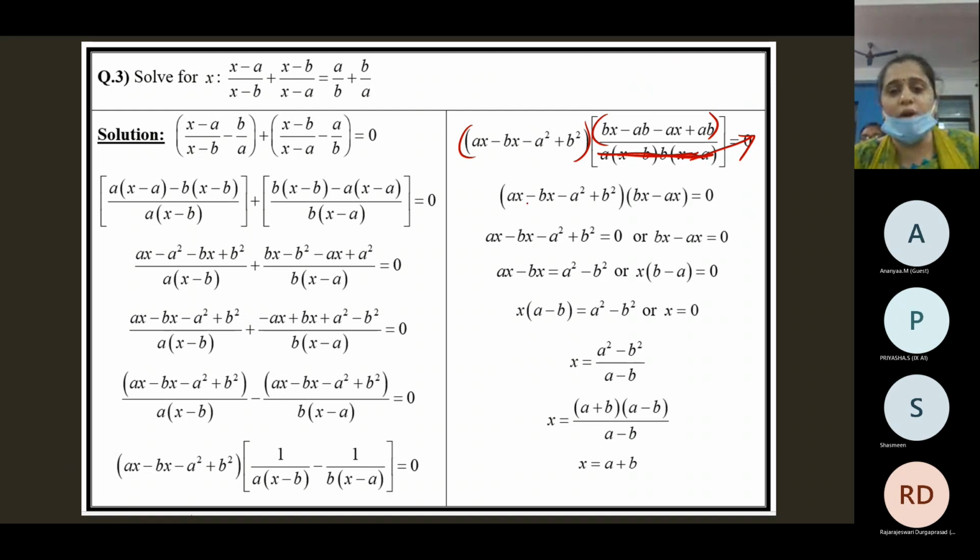So now here we have the product is 0. And see, you have x here. You have x here also. What is the question? To solve for x. We are solving for x. So what should you do? Equate each expression to 0 and solve for x. Find the value of x.